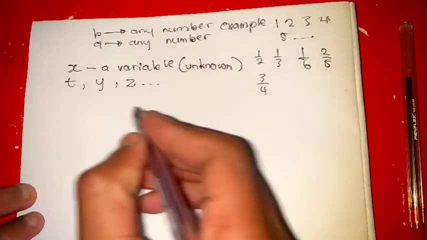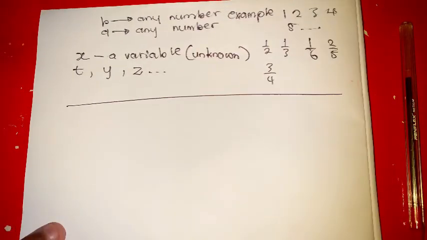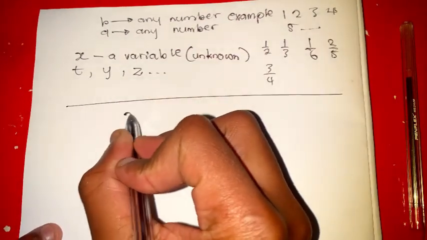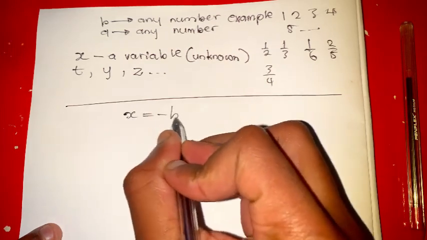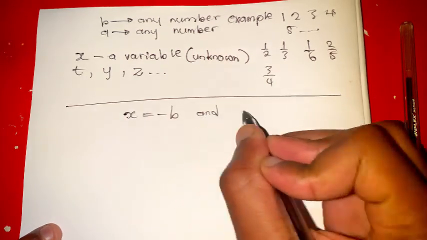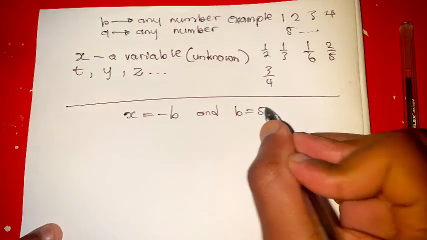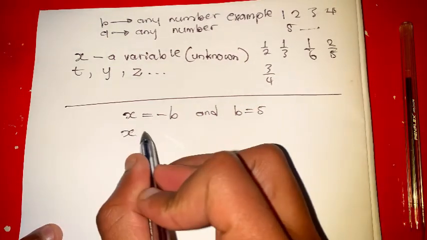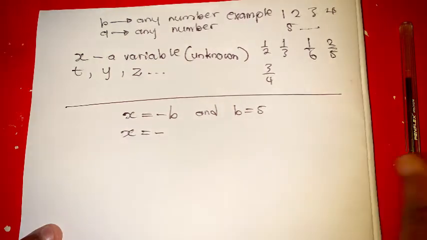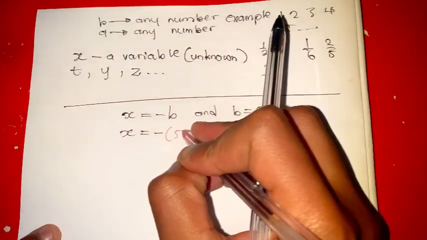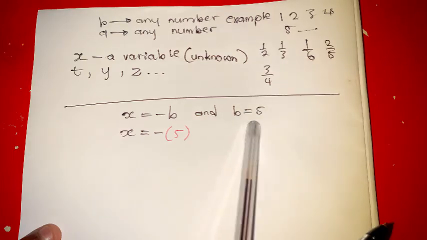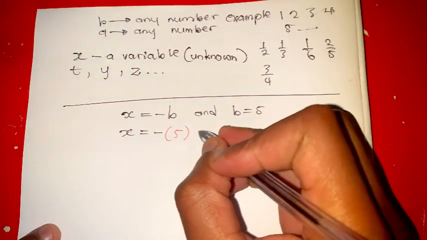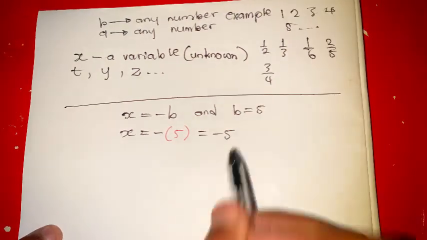So now that you know that, say for example, you have x equals negative b, and your b is 5. Now this simply means that if you were to solve for x, in terms of b, you will substitute 5, and you will have negative 5. This will be your x.